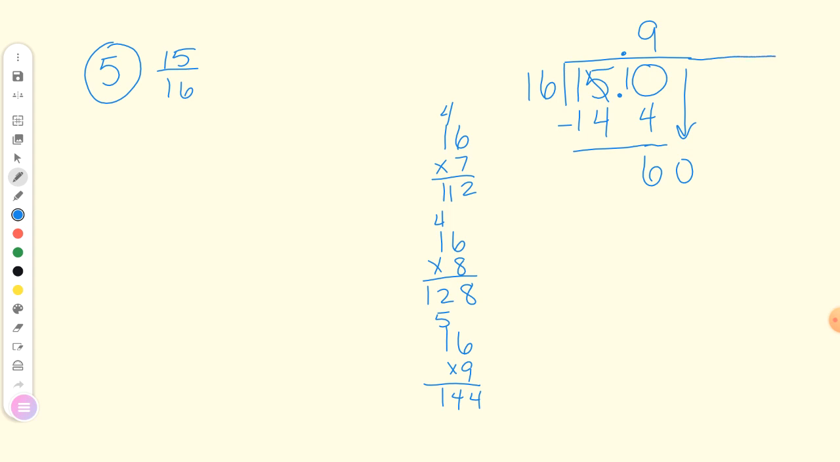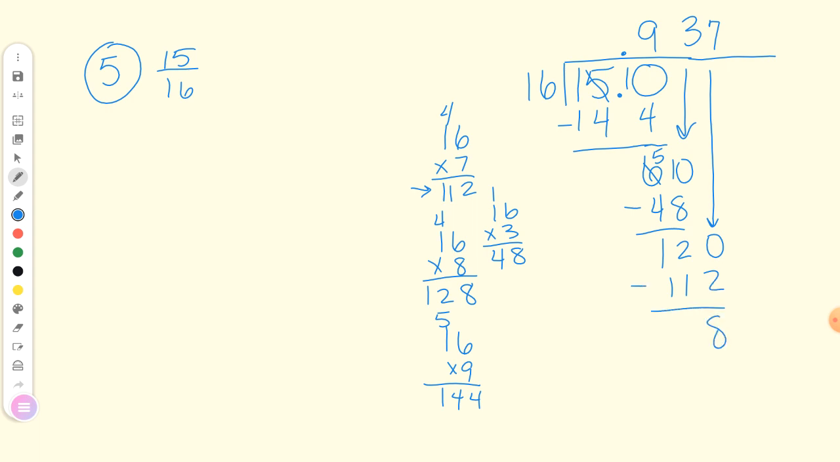How many times does 16 go into 60? 3 times. So let's do the math. 16 times 3 is 48. Yep. So 3 times. That's 48. 60 minus 48 is 12. Drop another 0. We already have our answer right here: 7 times, because that gets me to 112. I've already done the math.